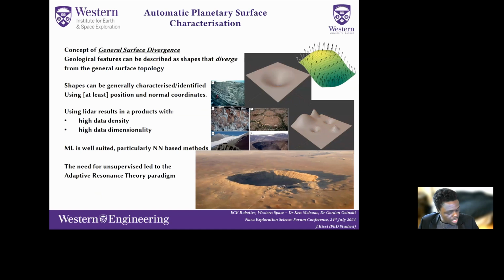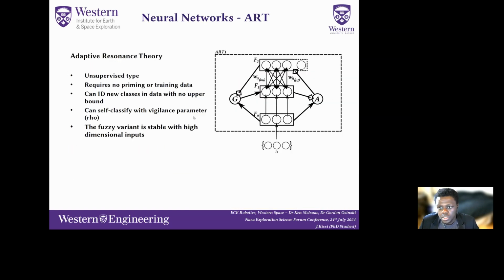Based on the concept we developed of general surface divergence, where areas of low interest are non-divergent and areas of high interest are divergent, we decided to use position and normal to characterize planetary surfaces. Using LiDAR means that data products will have high dimensionality and high density. So we decided to use a neural network-based machine learning algorithm, and we used adaptive resonance theory. It's a machine learning algorithm that requires no priming or training data.